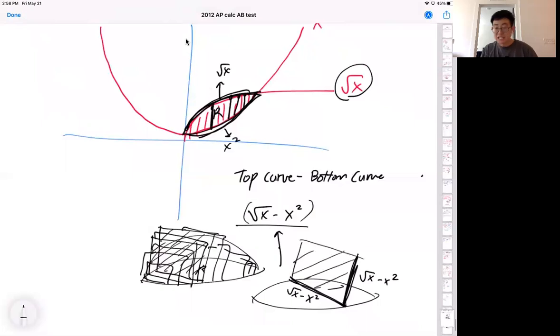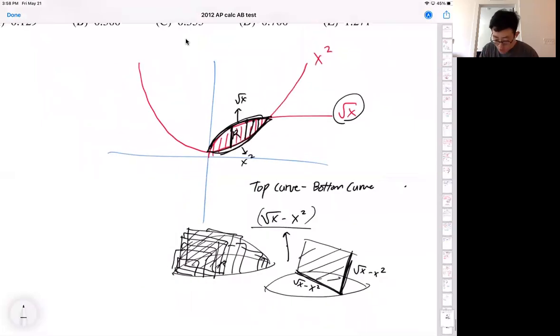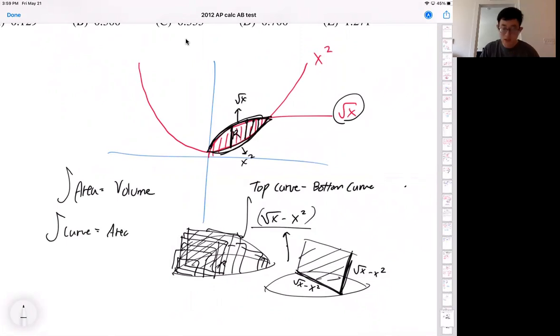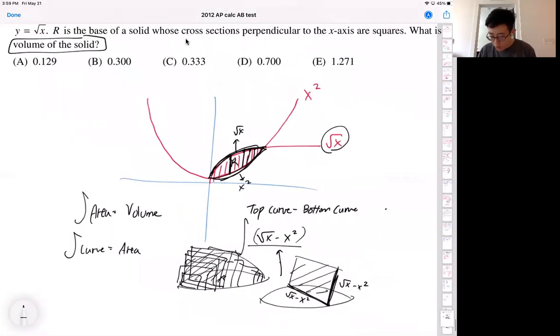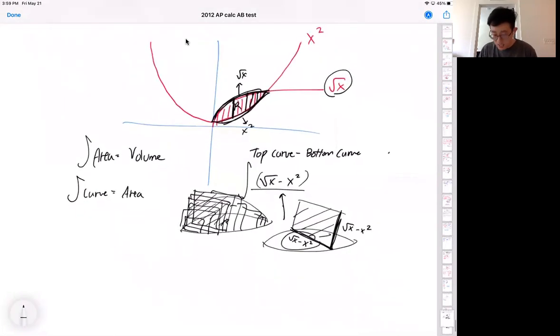And when you integrate that area function, if you integrate an area, it actually gives you volume. That's the power of integration, right? If you integrate a curve, it gives you the area. That's a couple of things that you just want to memorize for yourself. All right, so how do I find the area of the square? You just have to take that and square it, right?